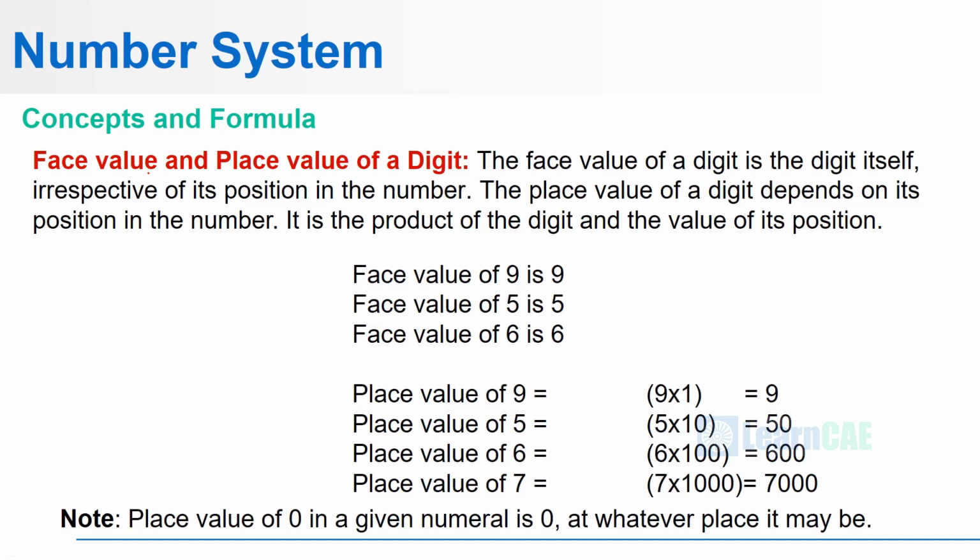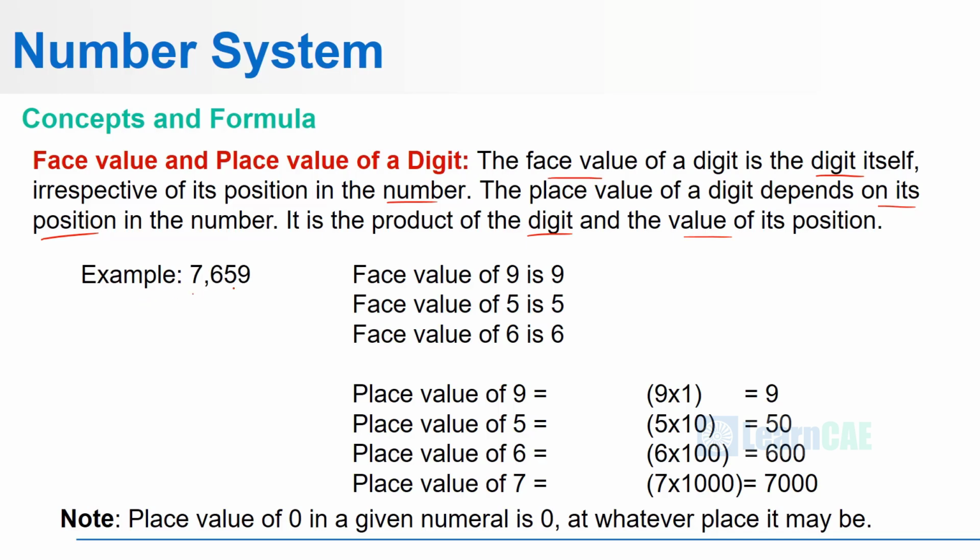Next we shall see face value and place value of a digit. The face value of a digit is the digit itself, irrespective of its position in the number. Whereas the place value of a digit depends on its position in the number. It is the product of the digit and the value of its position. Let us see some examples.